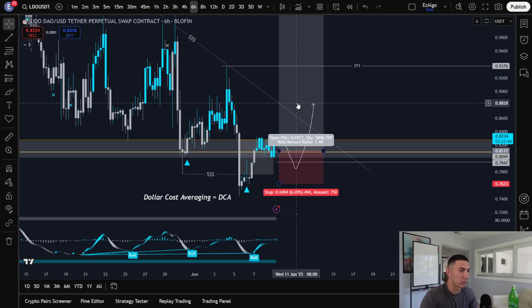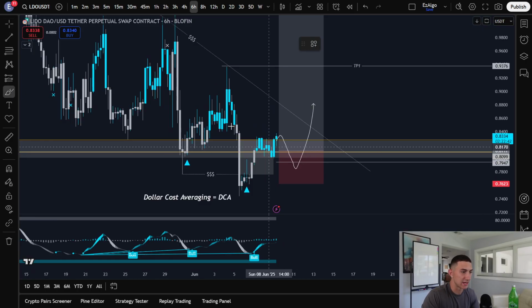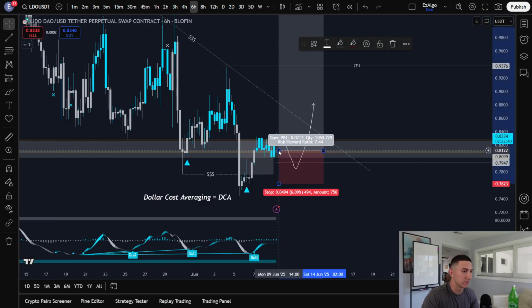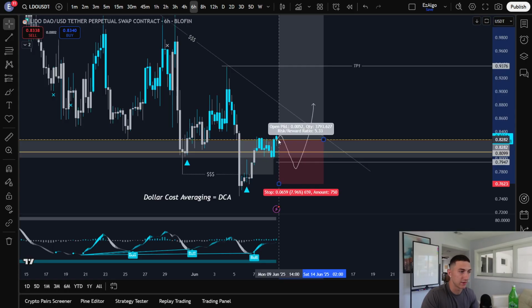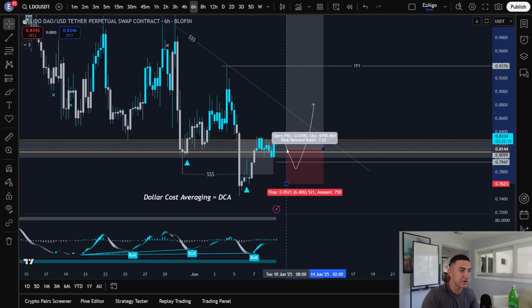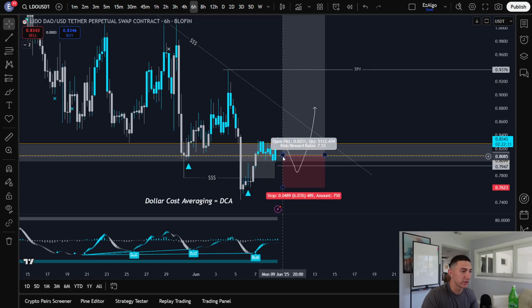Now, what do you notice about my risk to reward as soon as my second entry gets filled? Well, now, instead of having my average entry right here for my first entry, because I have 2 entries, now my average entry is in the middle, meaning my risk to reward actually increases.